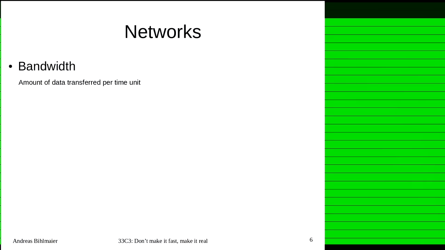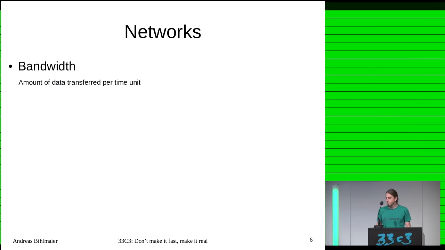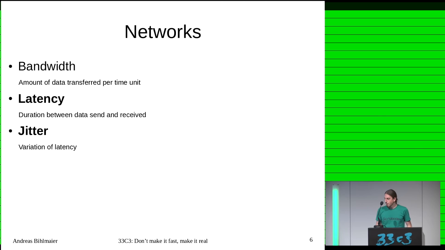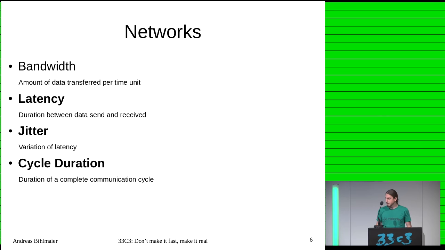Networks, of course, at the Congress, I don't have to introduce the terminology here too much. Bandwidth is just amount of data transferred to time. Latency, the duration between the data has been sent and when it has received. Jitter is the variation of the latency, and the cycle duration you always have once you have a system that has to exchange data repeatedly.